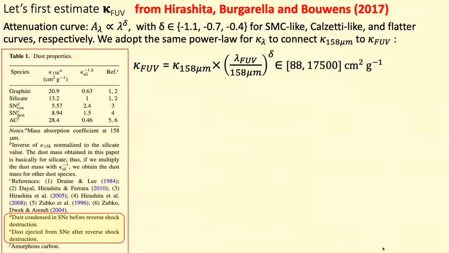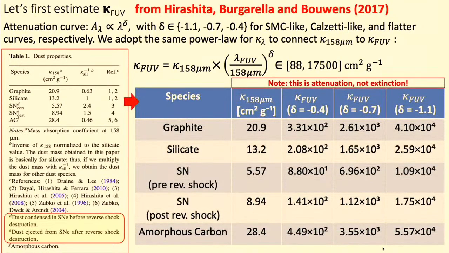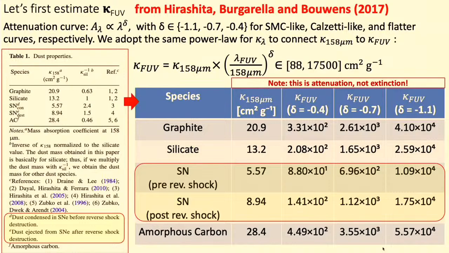And now, if we look at models, Ferrara, Bocchio, and Bianchi, this is a paper that was published a long time ago. You have different compositions of dust that produce different opacities here. You can move to UV using this formula, and we get this type of values. More specifically, you have two lines here, which is supernovae before the shock and after the reverse shock destruction. And you see the type of values that we get depending on the slope that we have here, which is for SMC, this is for Calzetti, and this is for radar 6.